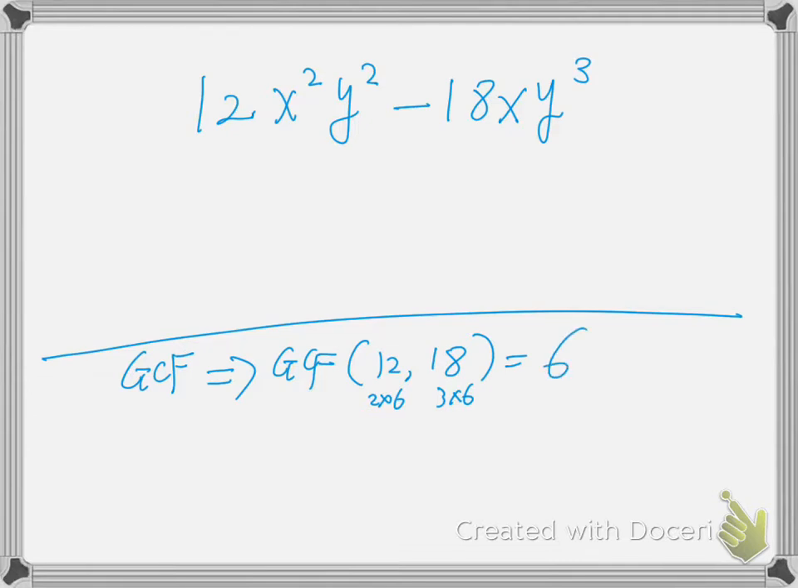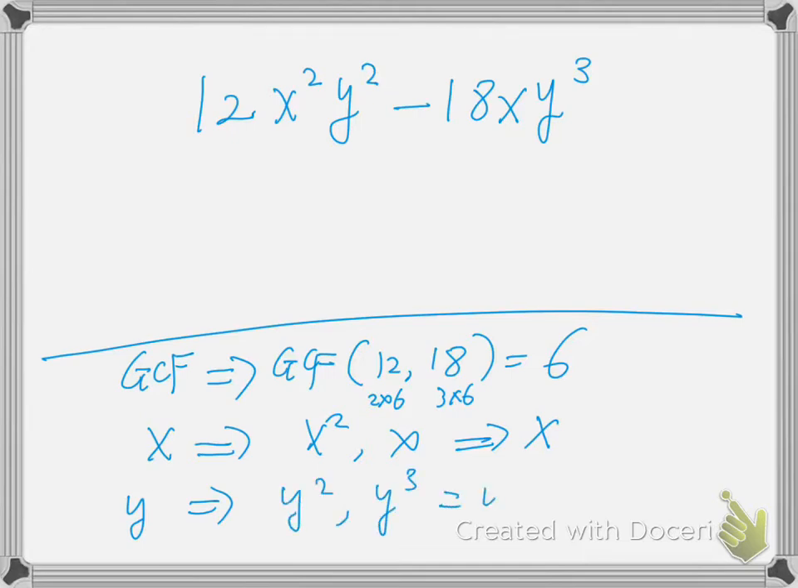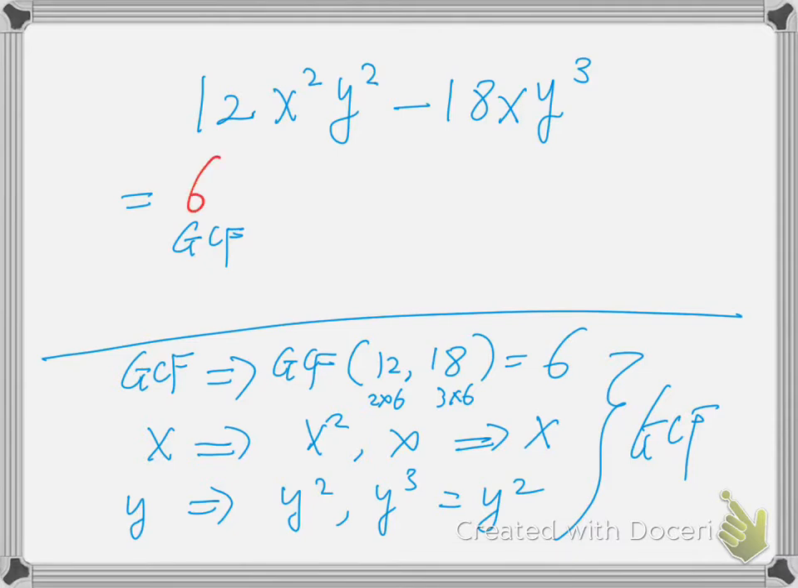And then we look at letter x. Letter x gives us x squared and x, so we choose the smaller exponent, so it's x. For the y part, y squared and y cubed, we get y squared. So these three parts together are our GCF. So the GCF is 6x and y squared.